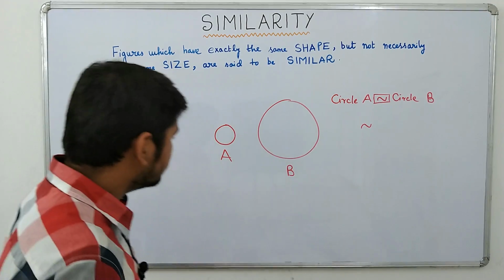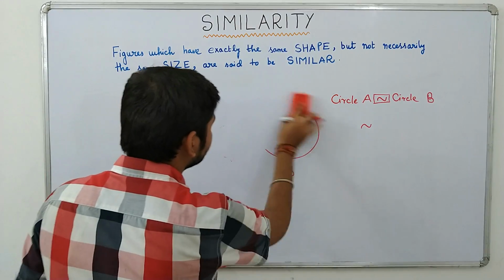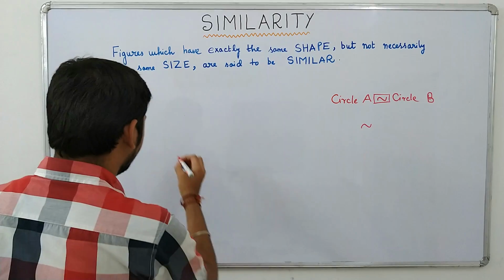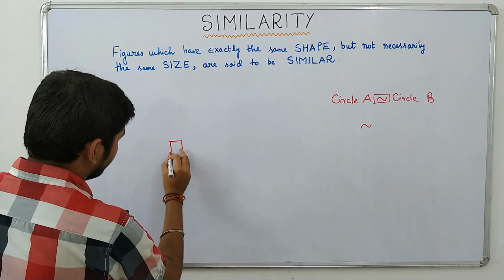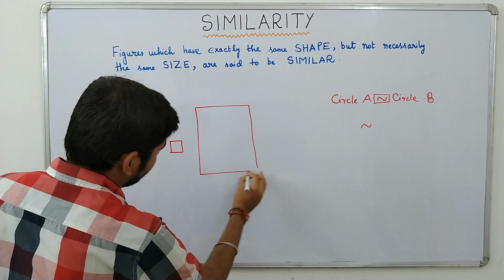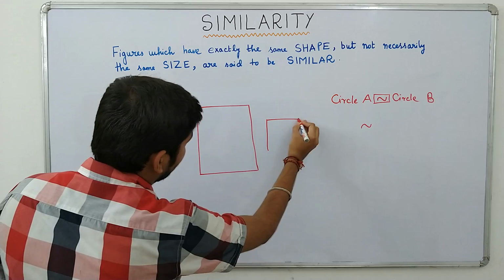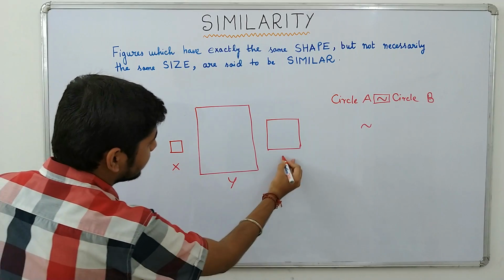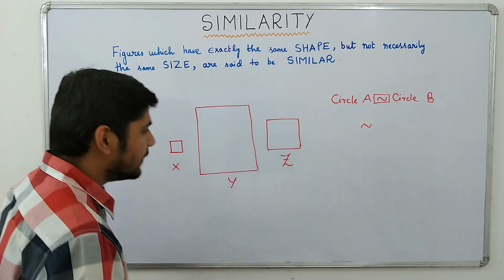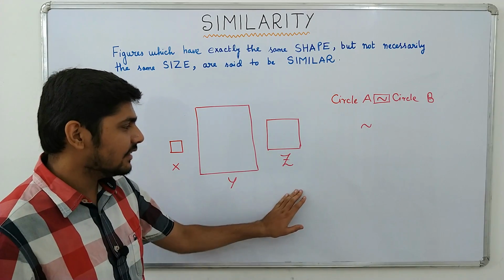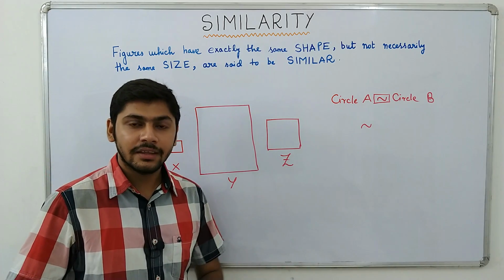Okay. Now let's move on to the next example. Say I have 3 figures. This and this. Say figure X, Y and Z. Okay. Can I say that figure X, Y and Z are similar to each other?